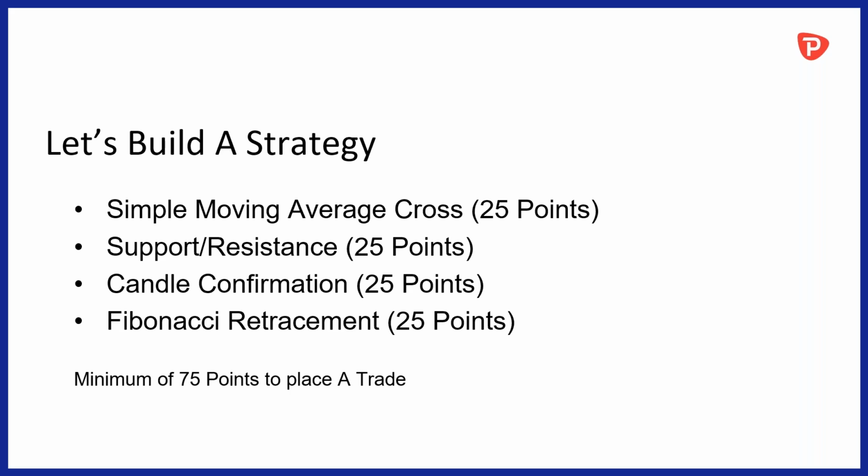Some people will know engulfing. There's a whole bunch of different types of candle patterns out there. But if we add those four things together and we say we are not going to trade unless we have at least three of those things, so a minimum of 75 points, you can see how we're creating a replicable system. And that replicable system means that we can have success for a longer period of time and we can keep it consistent, which means we're treating it like a business.